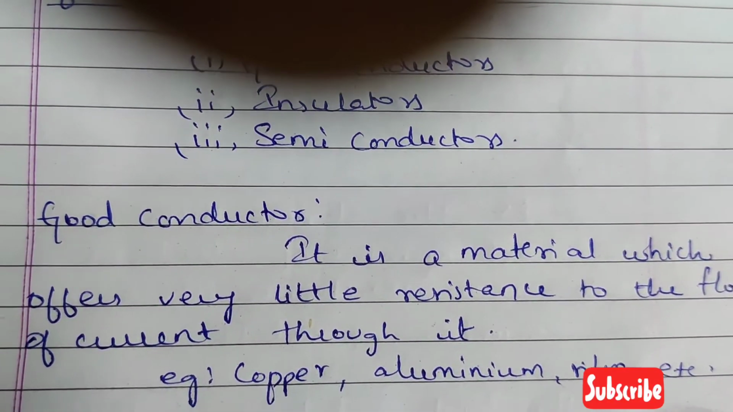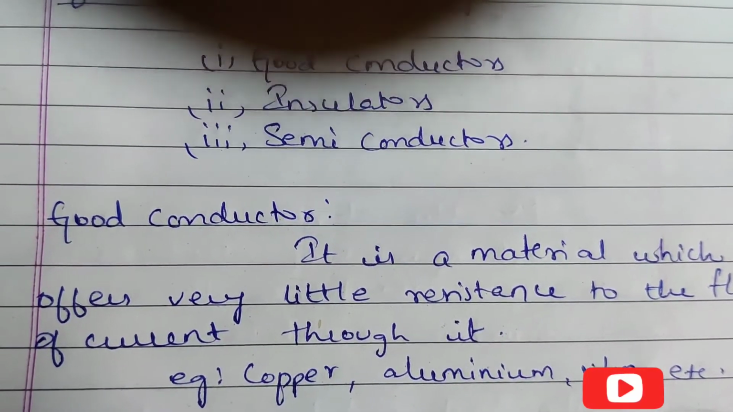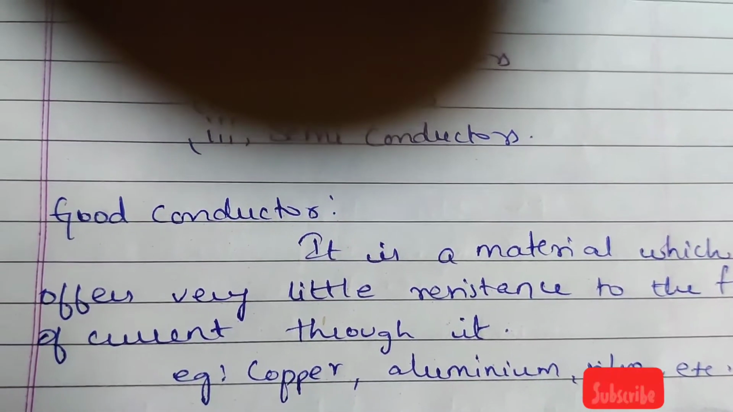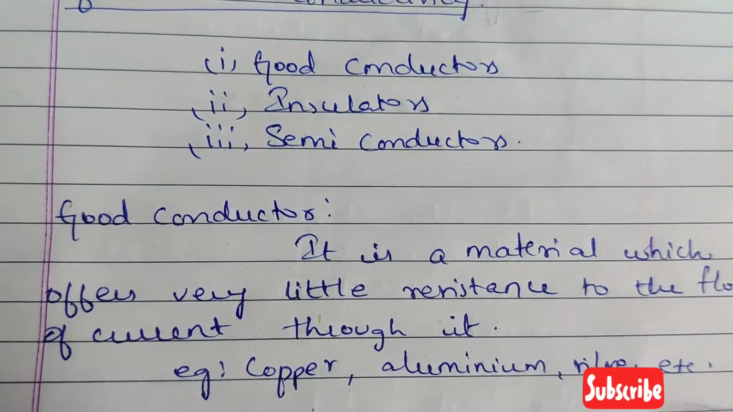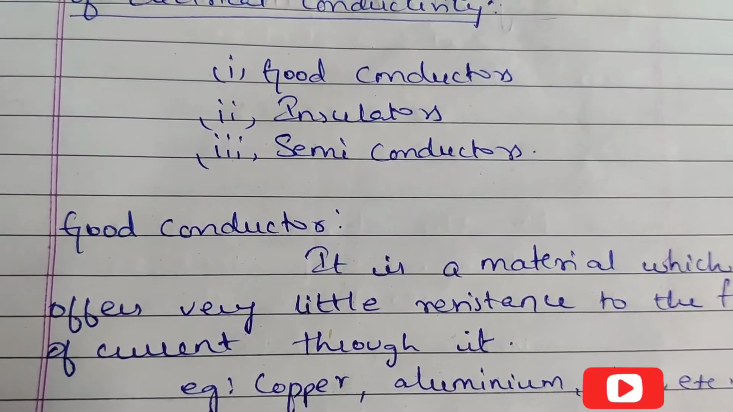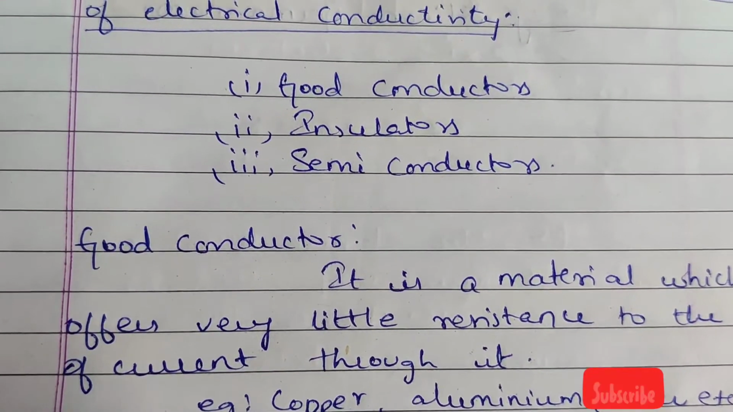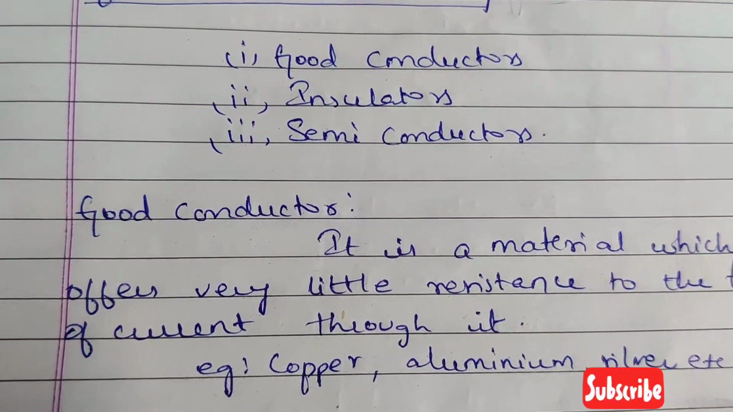For example copper, aluminium, silver, etc. Generally the wiring in our houses is made up of copper, right? So that is nothing but a good conductor. Next, what is meant by an insulator? An insulator is exactly the opposite of a conductor. You can even call it a poor conductor.